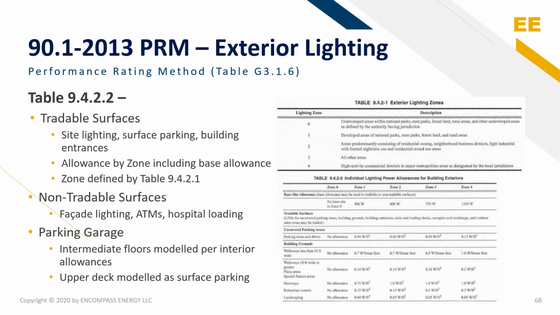Exterior lighting. So again, the main distinction in exterior lighting is you have tradable versus non-tradable surface. So tradable being things that are lighting surfaces where people are walking around and using the light for wayfinding. So paths, walkways, stairways, landscaping, where you can trade off between those uses. And then you have non-tradable, which is in general facade lighting, which can't be traded against. So you have a maximum allowance and you can't exceed it if you want to meet the standard. And the baseline in this case will never exceed the proposed design.